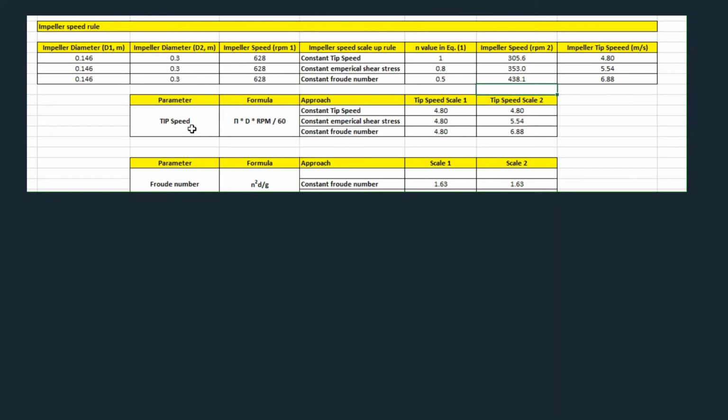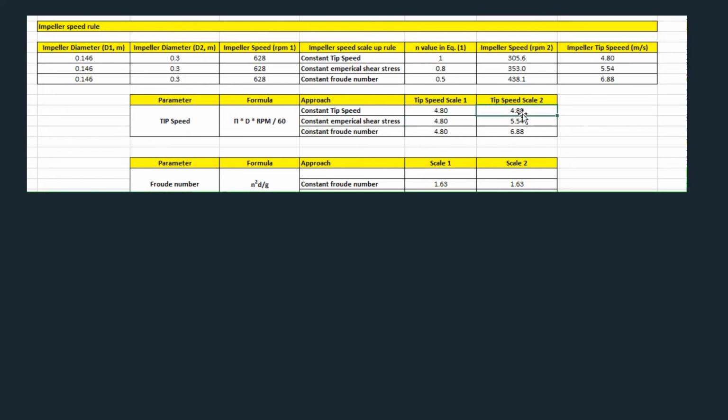So tip speed is always reported in meters per second, and that's why we use this formula. In the first scale, if you apply the formula, pi is 3.14, d for the first scale is 0.146, and RPM is 628. So tip speed will come to 4.8. At the first scale it will be the same for all three rules, because it is the development scale only.